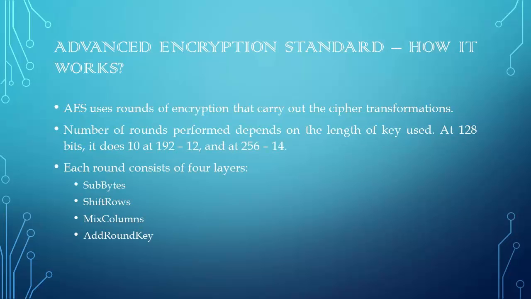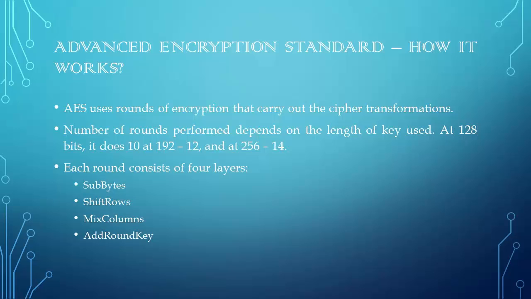So how does this work? Like other block ciphers, AES uses rounds of encryption that carry out cipher transformation. Each round typically consists of several building blocks designed jointly to create a function that is then run multiple times. The number of rounds AES performs depends on the length of its key. At 128 bits, it does 10 rounds. At 192 bits, it does 12, and at 256, it does 14. Each round consists of 4 layers, which are SubBytes, ShiftRows, MixColumns, and AddRoundKey.